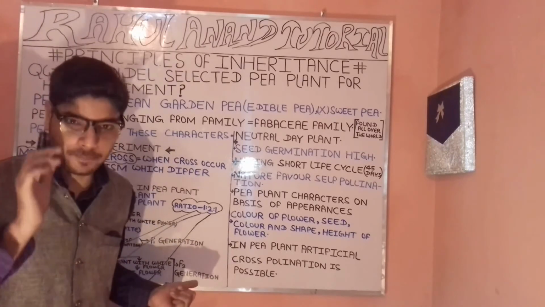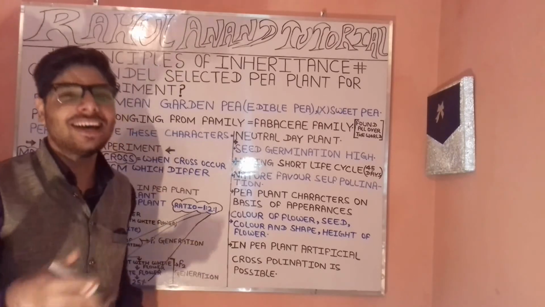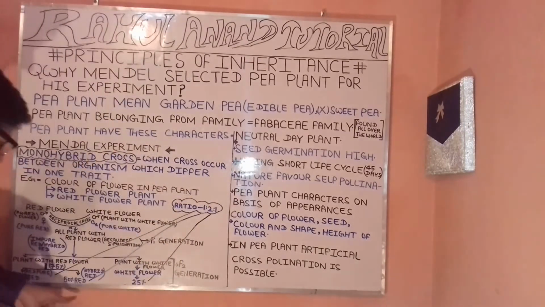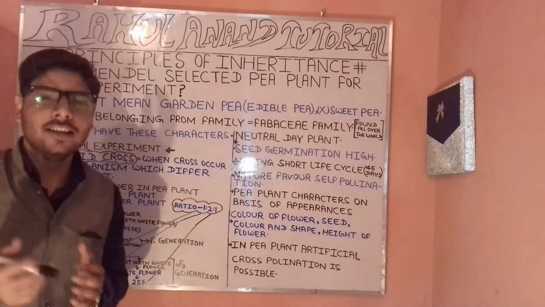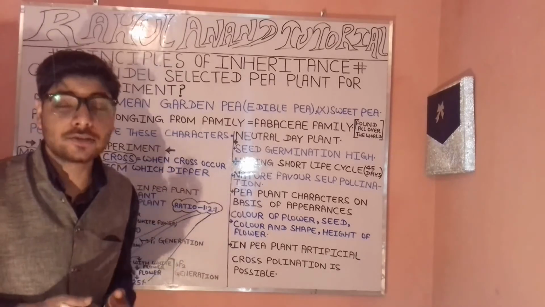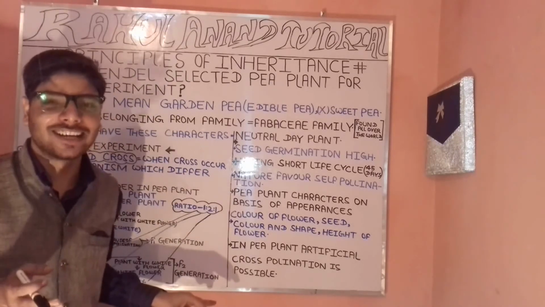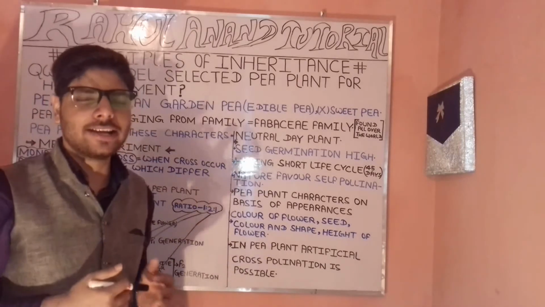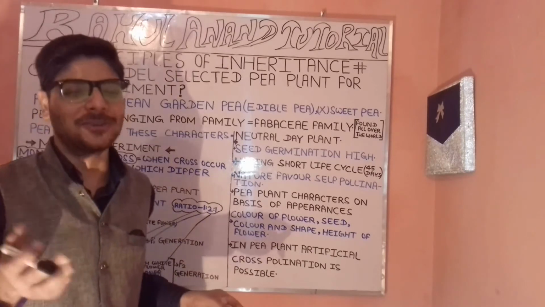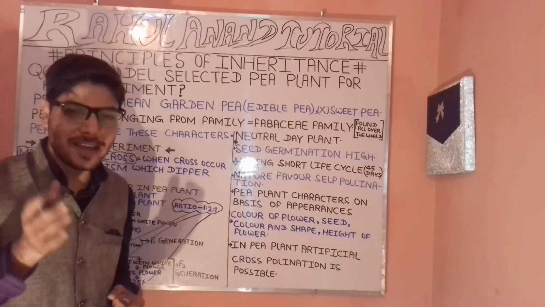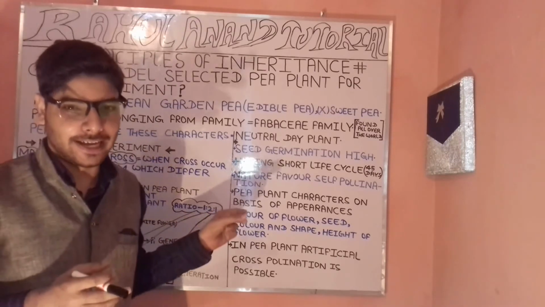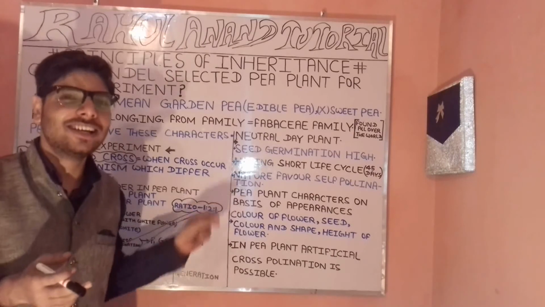The pure red will be 25%, then the hybrid red will be around 50%. Then the third case will be the pure white in color, around 25% in nature. So when we talk about the ratio of the cross in the F2 generation, it will be around 25% to 50% to 25%. So this is your ratio.